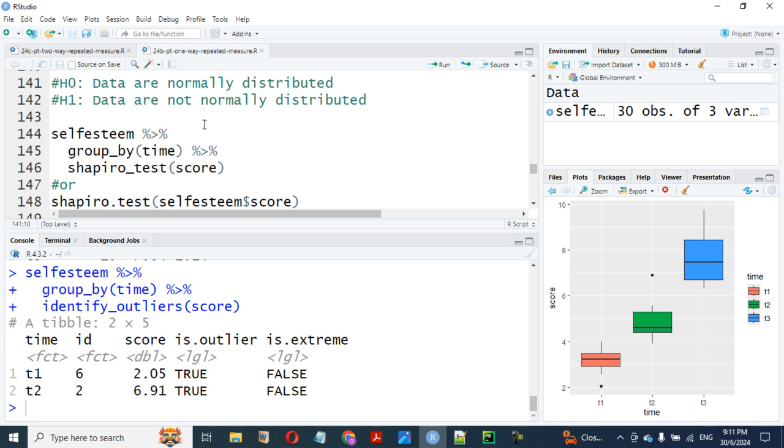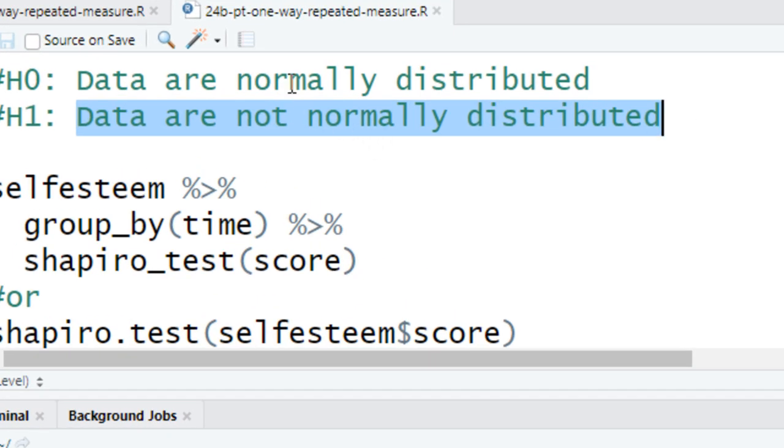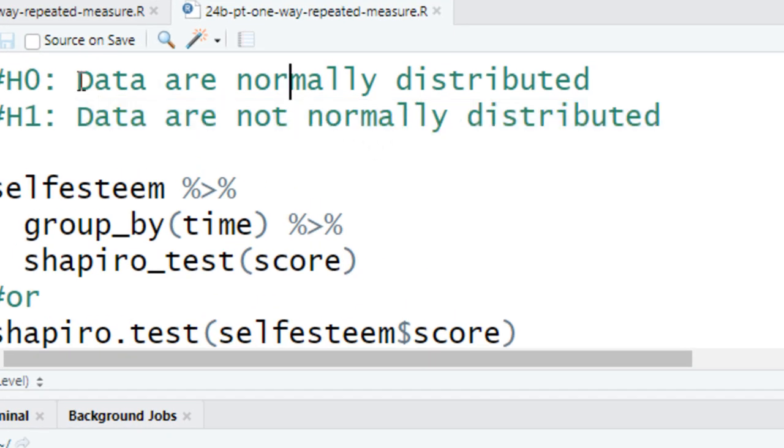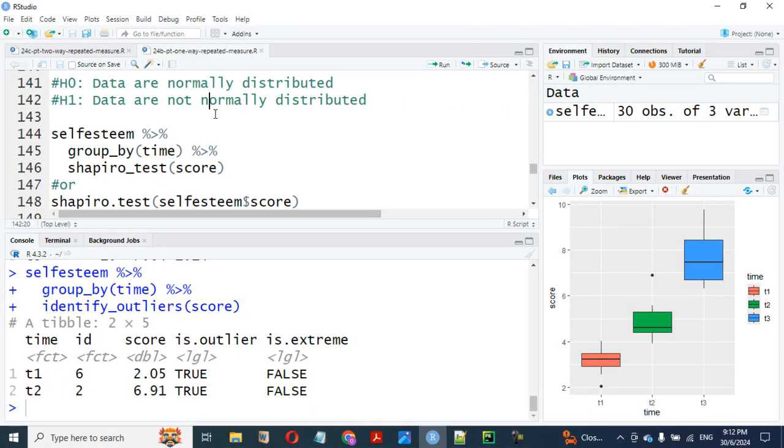If it is significant, which means if your p-value is less than 0.05, that's what it means. It means you are saying that the test failed. I mean data are not normally distributed. That's what it means. But if you're not significant, which is your p-value is greater than 0.05, data are normally distributed. That's what it means. This is the structure of the hypothesis for both the Levene test and the Shapiro test. Even other ones, same. Okay, for normality check, they are the same.